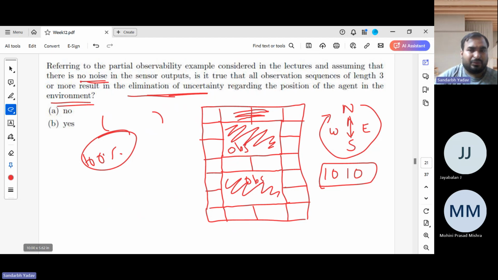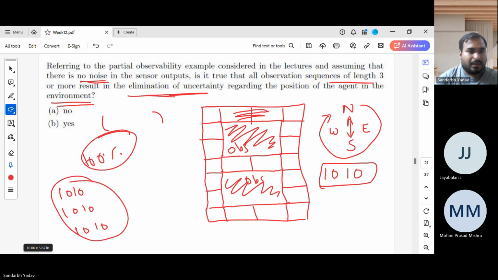Suppose we get a sequence, say of length 3 or 4. We consider 3: 1010, 1010, 1010. This is the sequence you are given as history. Can you be sure which state you are in based on this? It's a three-length history. Suppose it's 1010. This means there is an obstacle in north and south, but not in east and west.